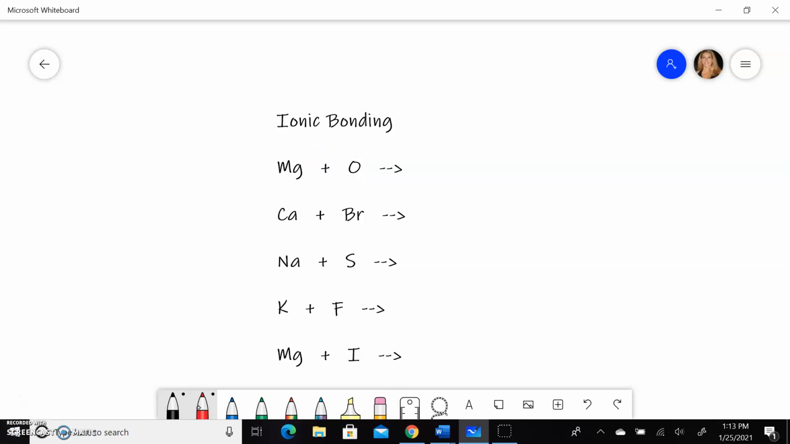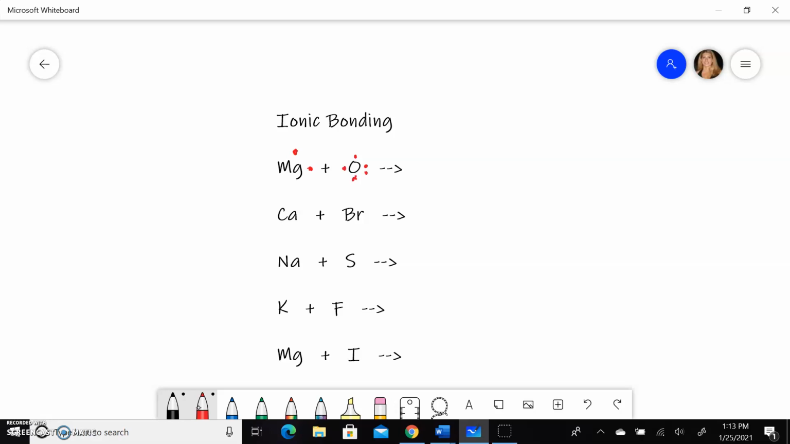This video is going to show you how to do the Lewis dot diagrams for ionic bonding. So this first section is going to help you visualize what's happening to the electrons as these atoms participate in the ionic bonding. And before you can actually show the Lewis dot diagrams, you have to draw the dots. So these dots are the valence electrons.